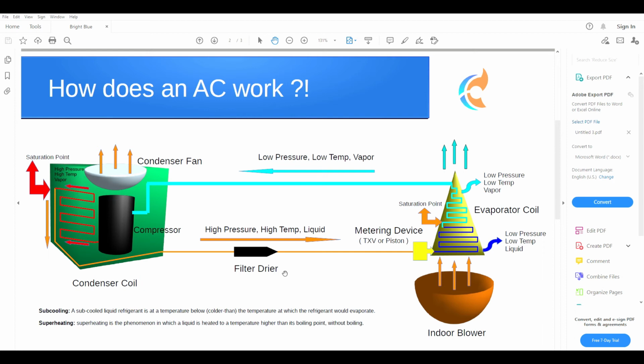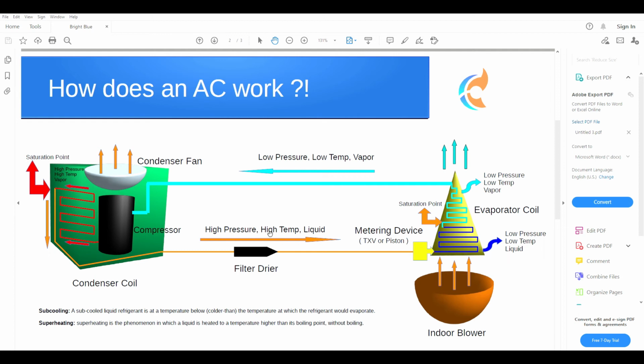So technically, just a quick recap. Off the compressor, we have a high pressure, high temperature vapor refrigerant inside the condenser coil. As it passes through the condenser coil and the condenser fan is working, it turns from high pressure, high temperature vapor to a high pressure, high temperature liquid refrigerant, passes through the filter dryer, passes through the metering device, and drops in pressure and subsequently temperature.